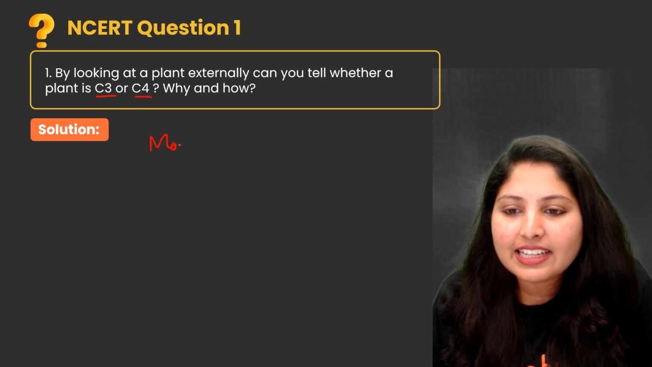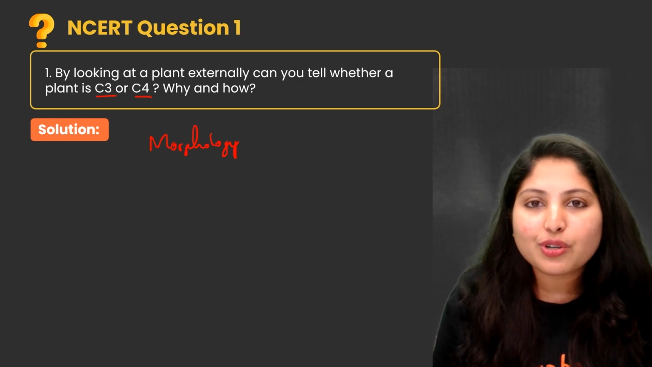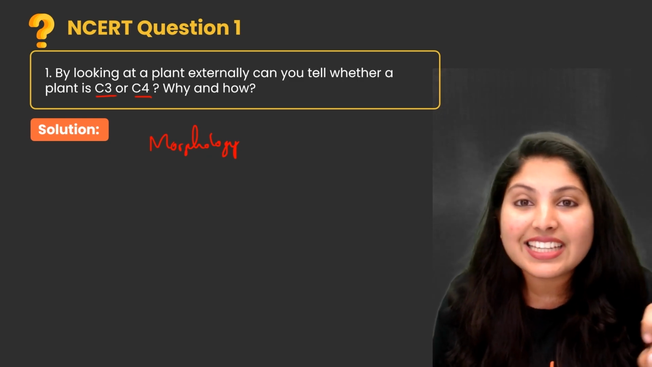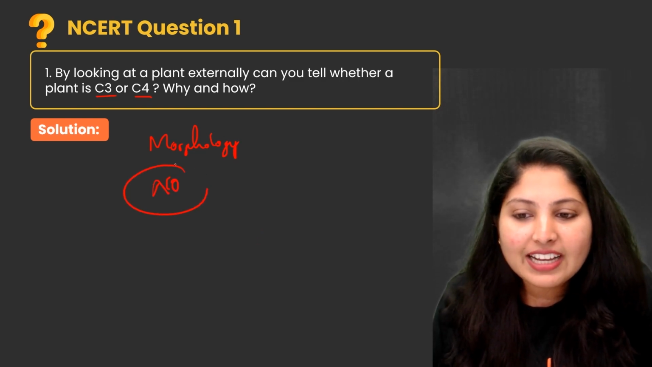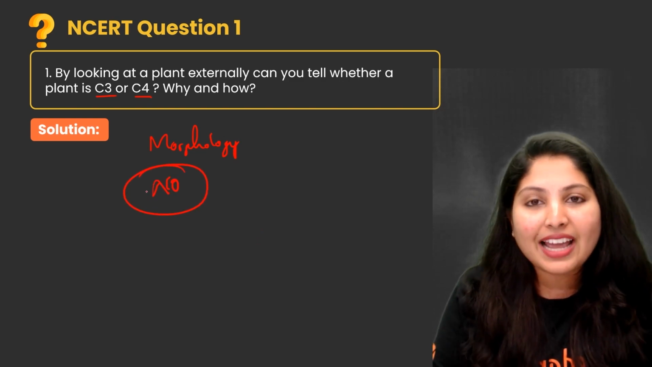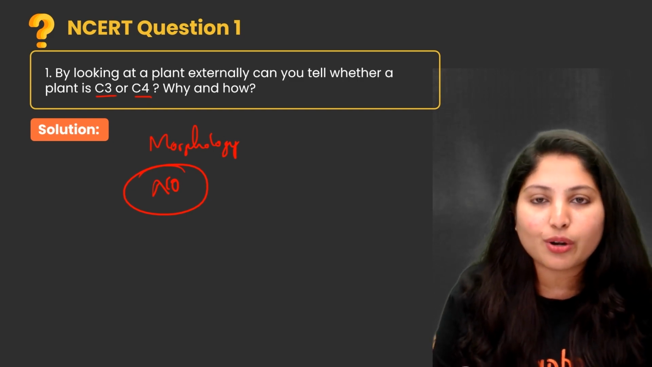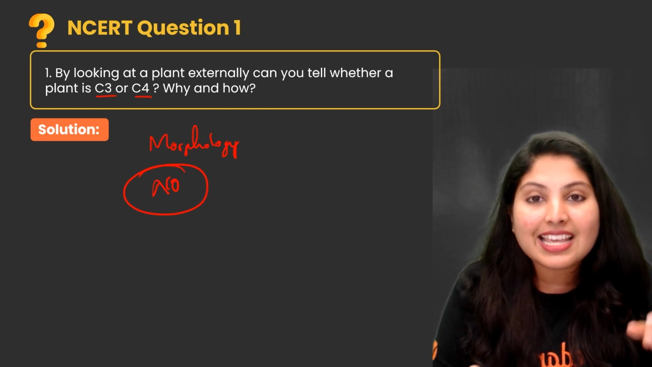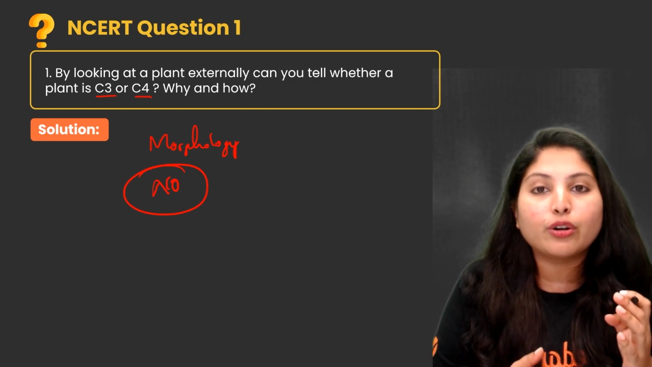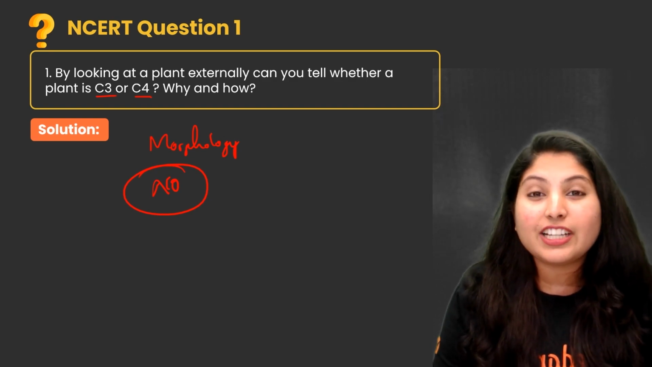By looking at the morphology, meaning leaf, stem, root, we need to tell whether it is a C3 or C4. Can we do that? The answer is no. We can't say a plant is C3 or C4 just by looking at the external features or morphology. We need to see the internal features, that is, whether Kranz anatomy is present or not, or whether dimorphic chloroplast is present or not. We need to check that.